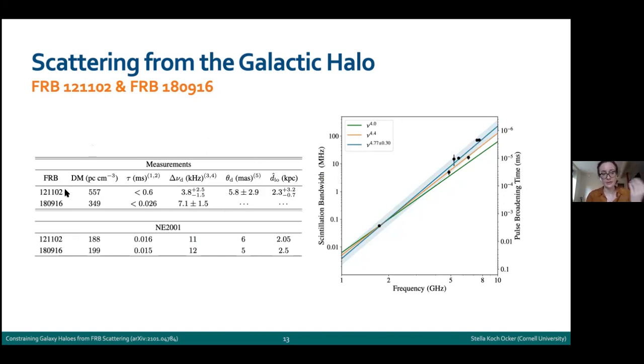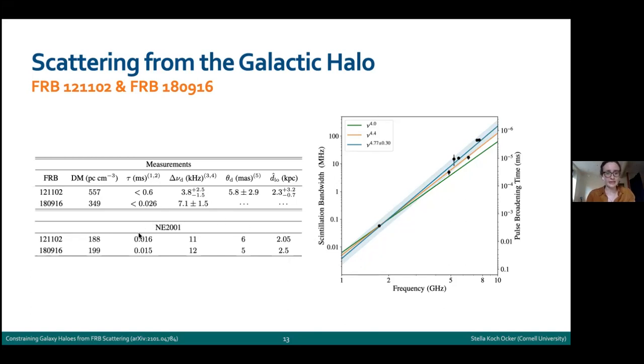And you can see for FRB 121102, we have the whole array of scattering measurements. And in particular, there are multiple measurements of the scintillation bandwidth at different frequencies. So this is what's shown on this plot to the right. We have the scintillation bandwidth versus observing frequency from various studies. And these solid lines show linear least squares fits to the frequency dependence. And so you can see that the frequency dependence is fairly consistent with what we would expect from interstellar scattering.